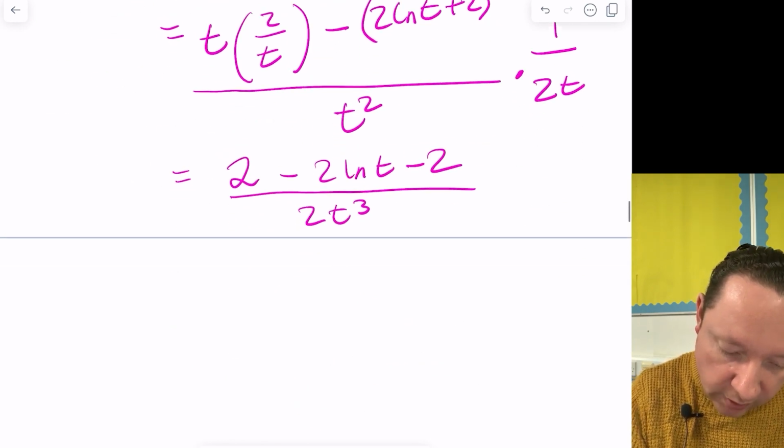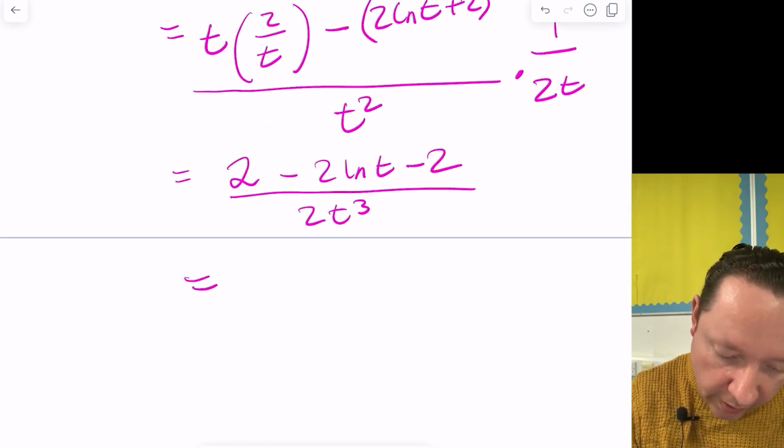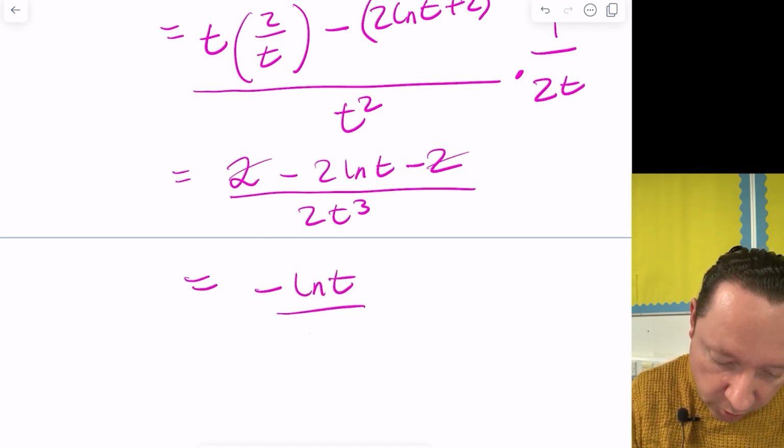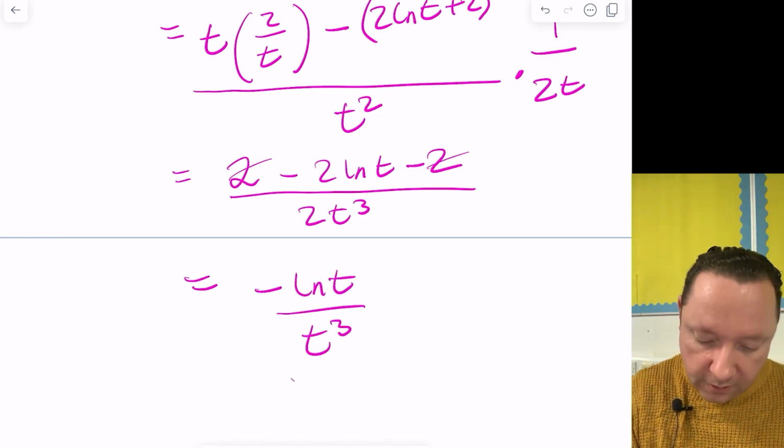So obviously you can see the 2s cancel. So that gives me, dividing through by 2, they're gone. 2 divided by 2 is 1, so minus log t over t cubed. And I think I'll leave it like that. And I'm done there.